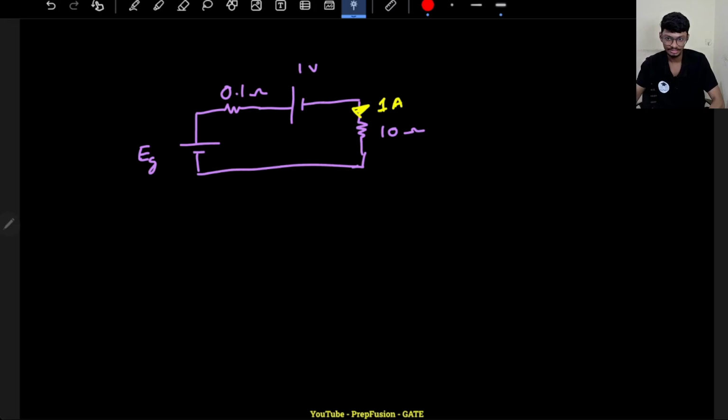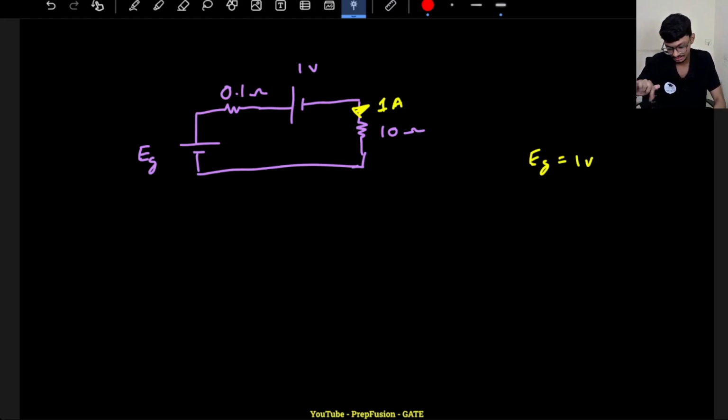If I assume there is some residual flux, due to that residual flux there will be some residual voltage generated, and let me assume that residual voltage generated, EG, to be 1 volt. Is that sufficient to pass 1 ampere of current? No, that is not sufficient to pass 1 ampere of current. That is what I wanted to discuss over here. I hope you have understood this basic point.